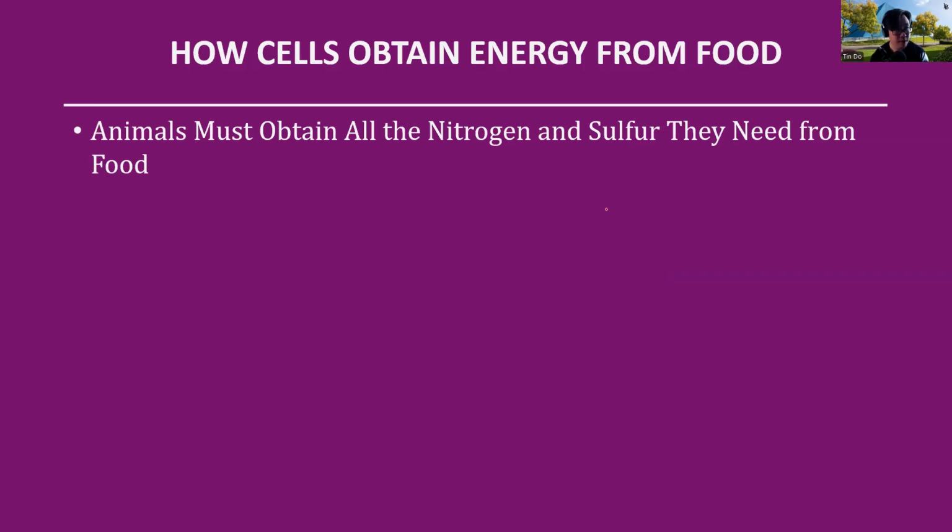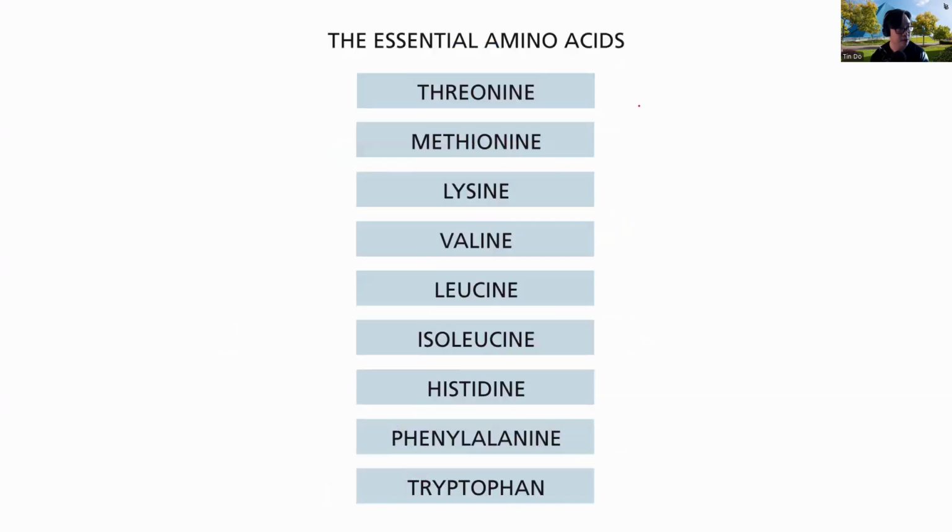Animals must obtain nutrients from nitrogen and sulfur. Okay. So here are your essential amino acids that we need to get from our diet. This is why we're called essential because we don't create these on our own. We need sulfur, we need nitrogen to be able to make our different molecules, mainly our amino acids as well as our nucleic acids.